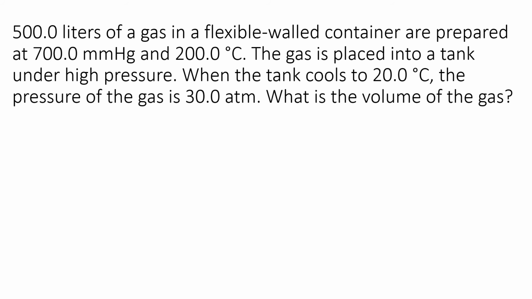Last question for combined gas law. 500 liters of a gas in a flexible wall container are prepared at 700 millimeters of mercury and 200 degrees Celsius. The gas is placed into a tank under high pressure. When the tank cools to 20 degrees Celsius, the pressure of the gas is 30 atmospheres. What is the volume of the gas?